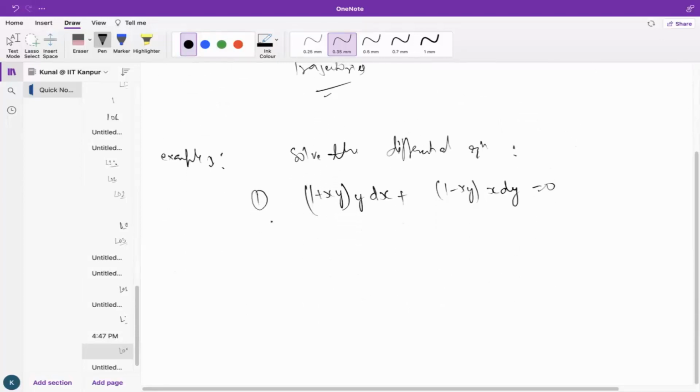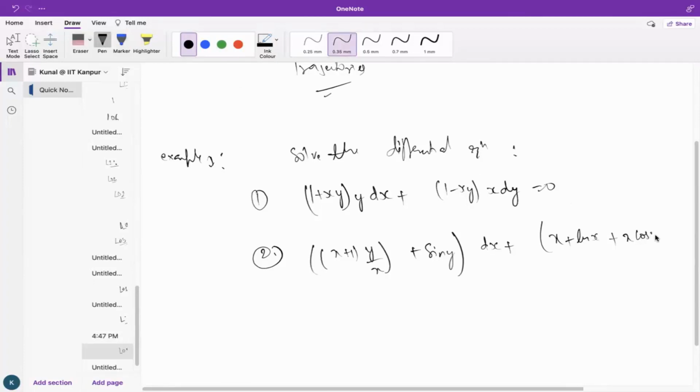And the second problem looks something like x plus 1 into y by x plus sine y dx plus x plus ln x, sorry, there will be x plus log of x and there will be x of cos y, dy is equal to 0. So these are the first two problems that we have to solve. And then we move to our new topic, which is trajectory.